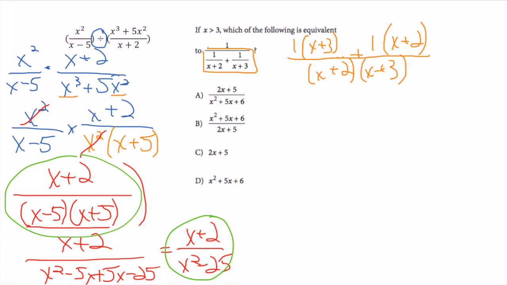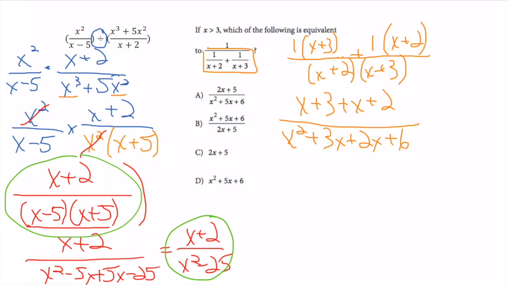So I'll go ahead and expand that out. I have an x plus 3 plus x plus 2, and my bottom will be x squared plus 3x plus 2x plus 6. So again, taking it one step further, 2x plus 5 over x squared plus 5x plus 6.